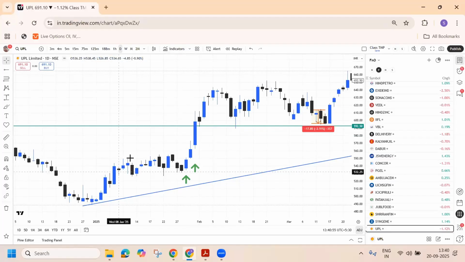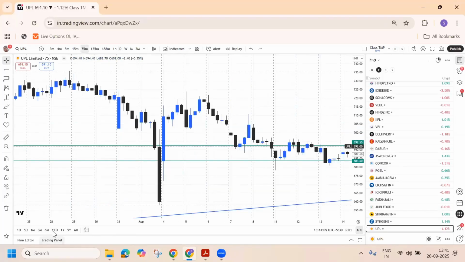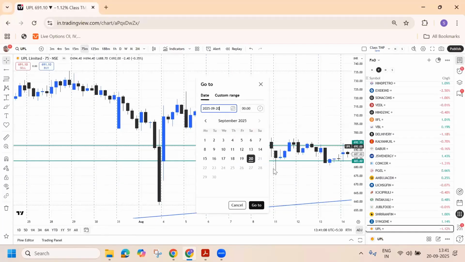I am going to 31st Jan 2025. So I will go to the 75-minute candle and I will go to the date 31st Jan 2025. This is Jan, this is 31st Jan 2025, right?